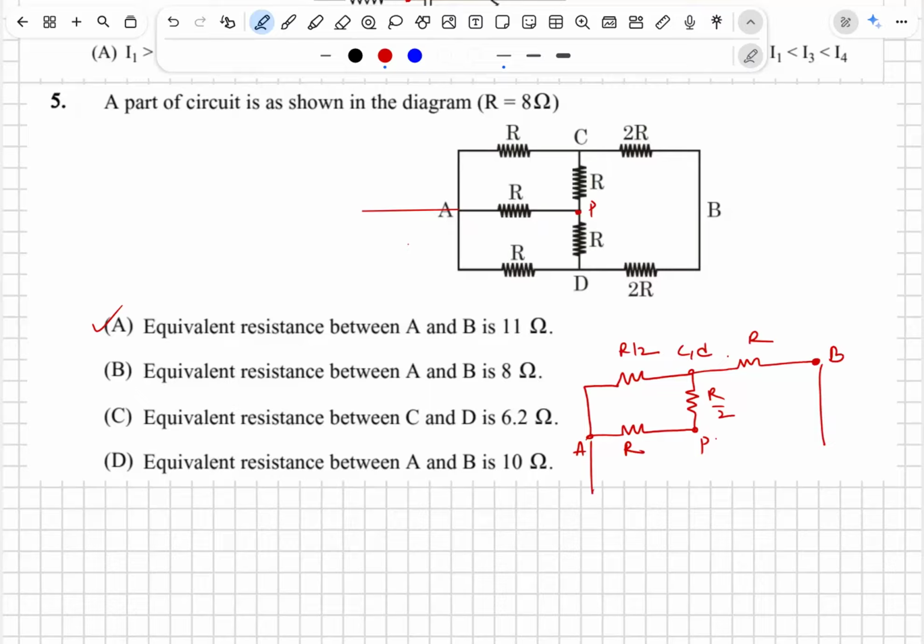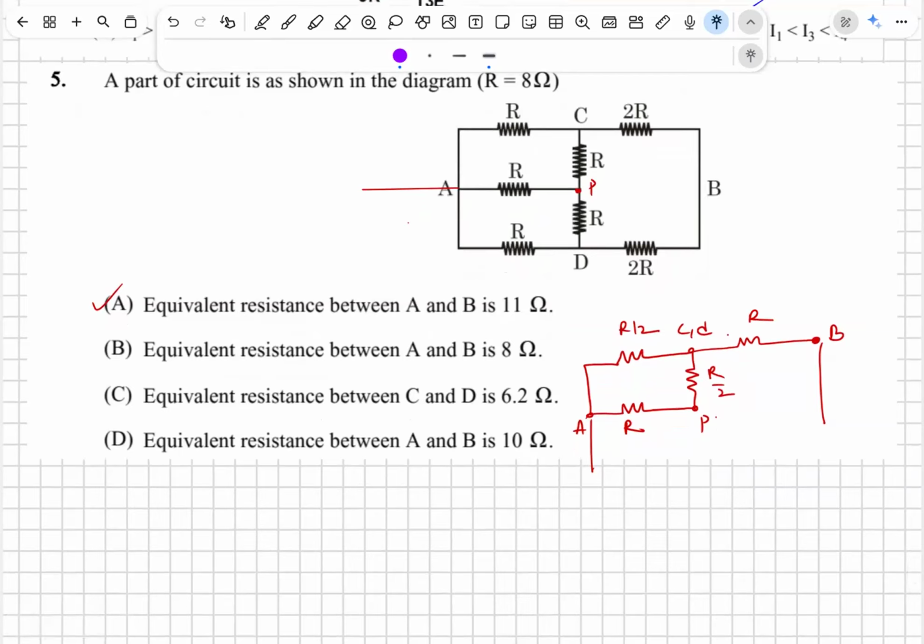Srihas, any doubt till this point? What is the quick reaction the moment you look at this? If it is across AB, folding, identifying C and D as the same potential. The fetching factor here is 2R, 2R. That's the fetching factor. Your choice. Good, good, good. That can also be done.